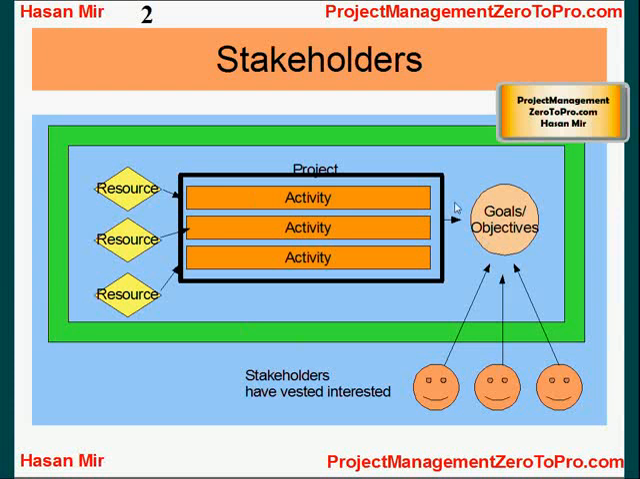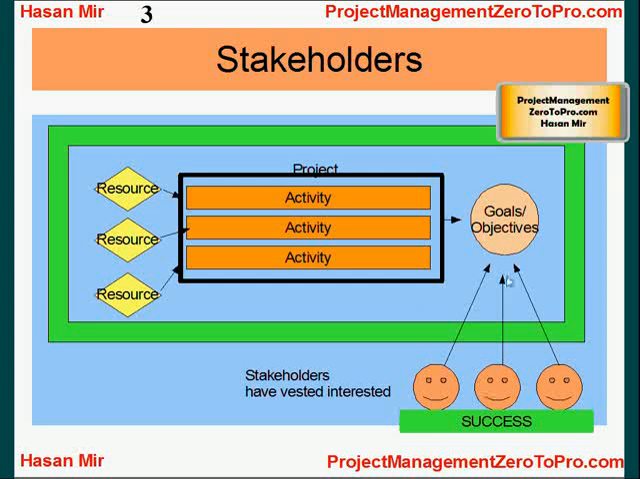So this green box here is indicating a project. You have goals and objectives to meet, and you design certain activities as a project manager to meet the goals and objectives, and you have certain resources in your hand. And who are the stakeholders? Stakeholders are those people who have a vested interest in your goals and objectives. Not necessarily people, they could be other corporations as well.